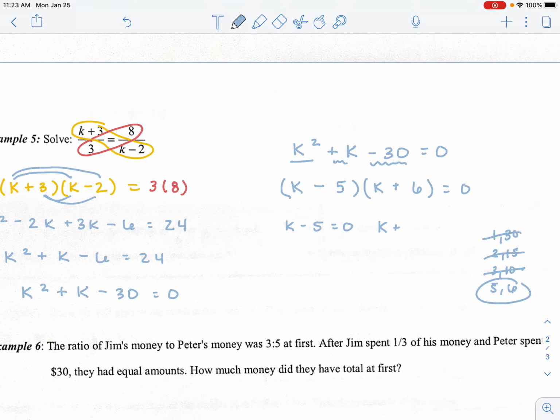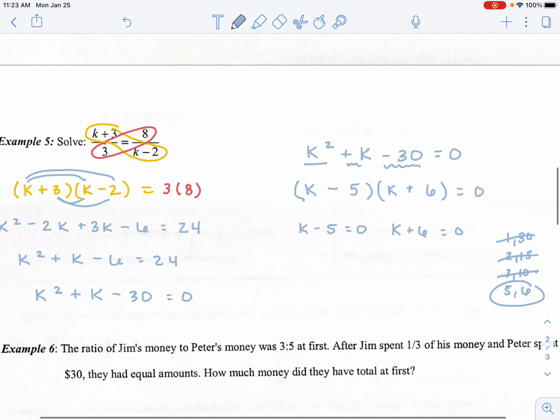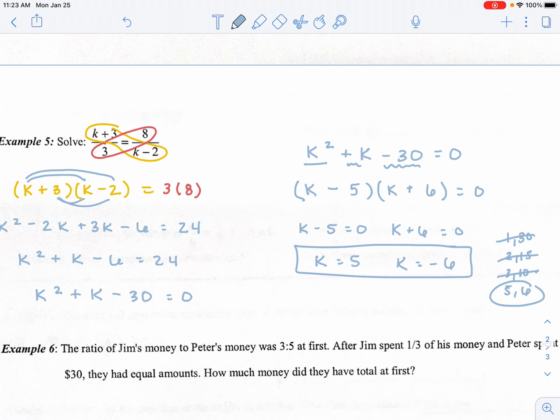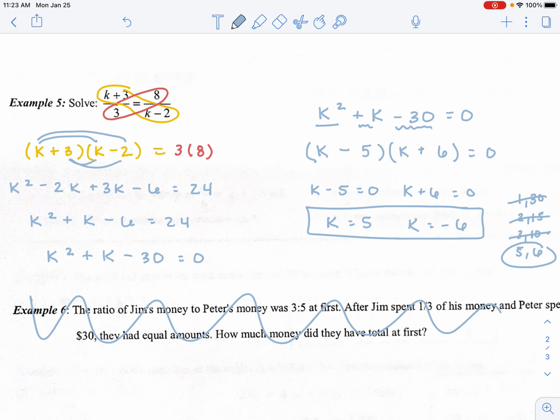Now that we've factored, we're going to set them both equal to 0 and solve for k. I'm going to add 5 over here, so k equals 5. And then subtract that 6 over, so k equals negative 6. In this instance, both these answers would work because in this problem I can plug in either and it'd be okay, unlike our word problems where we usually cancel out the negative.